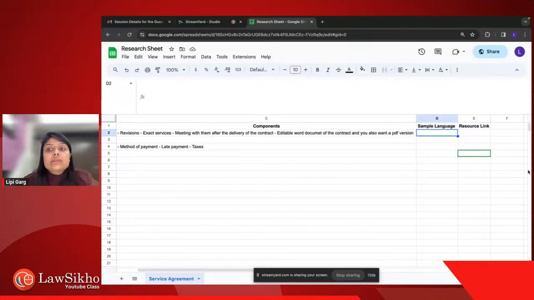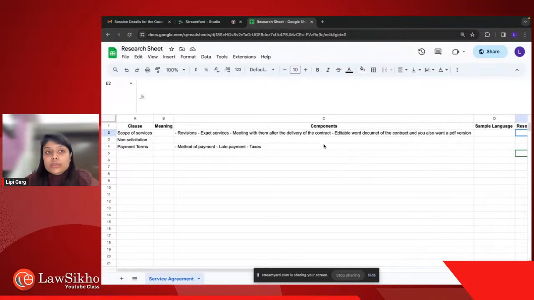And then you put resource links. So maybe you can create a repository for yourself for all the resource links, put them here, and you're good to go in that case, right? So whenever you want to go back to the agreement again to see if any other clause might be helpful for you, you can mention all the links of those particular resources. So this is a research sheet.